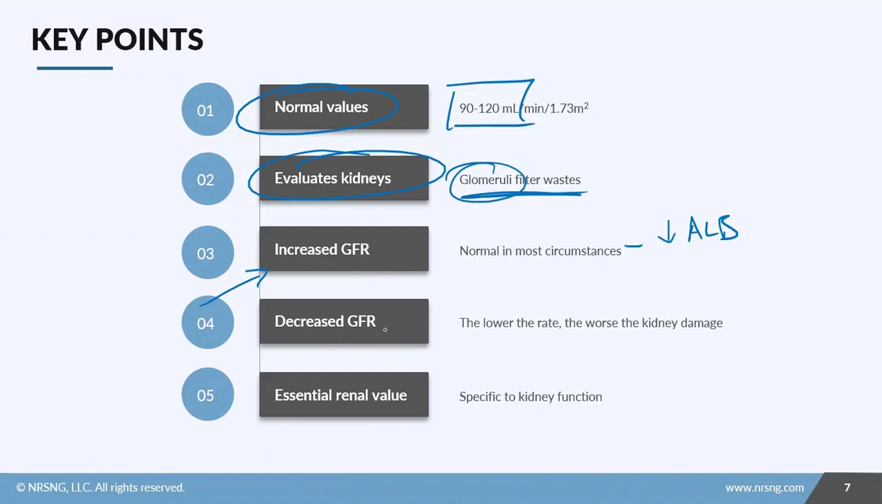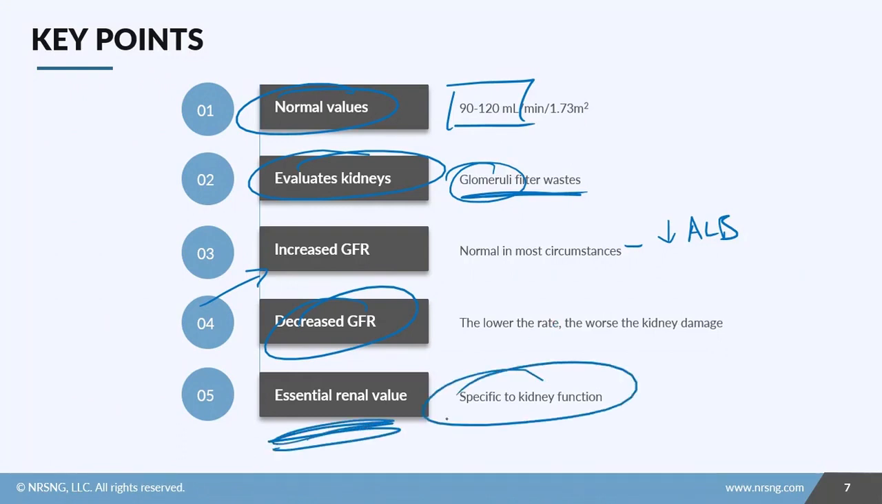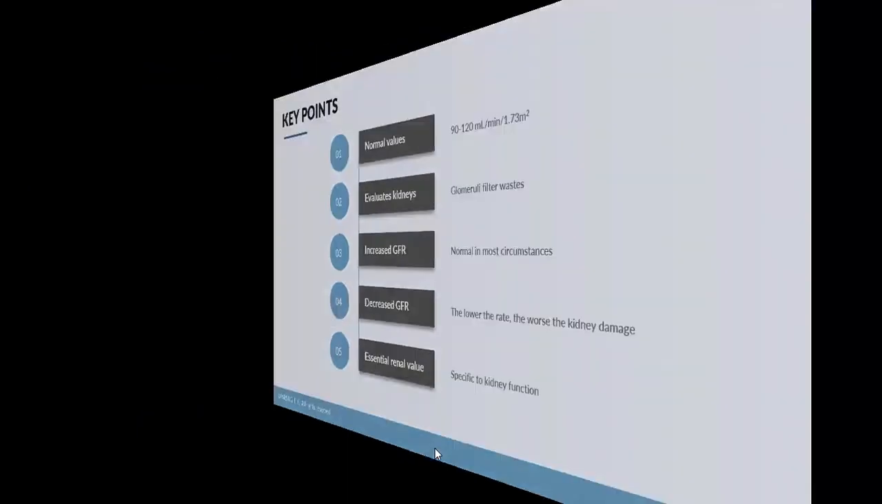Decreased GFR is going to help you evaluate how well your kidneys are functioning. The lower the rate, the worse the kidney damage. And it is an essential renal value. It is specific to kidney function, just like your BUN and creatinine. You need to take a look at your kidneys when you see this value show up.